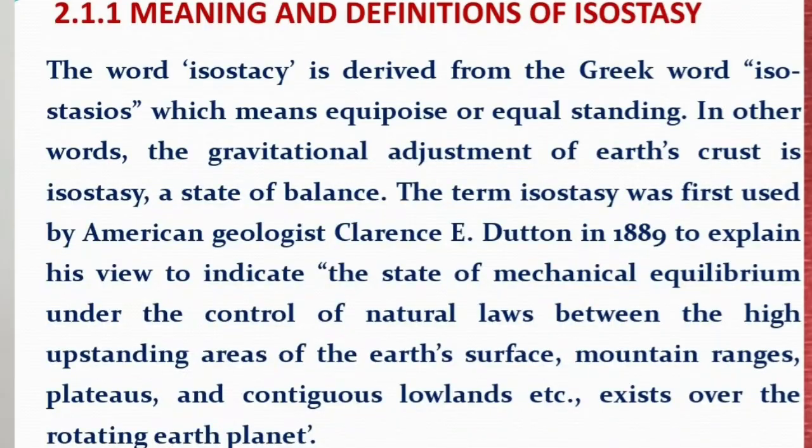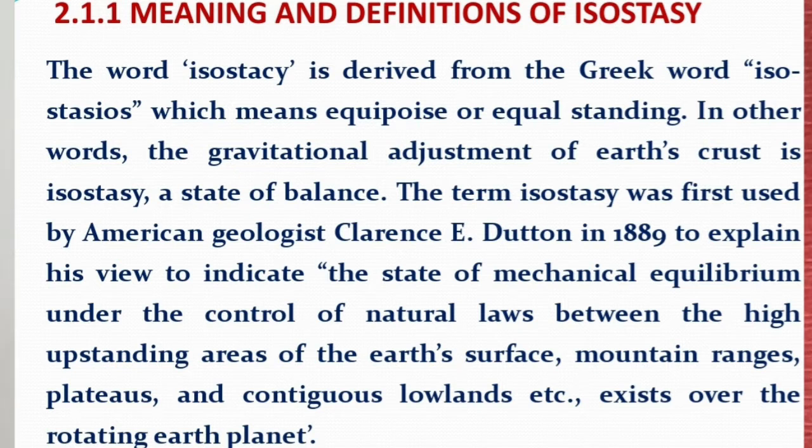The meaning and definitions of isostasy. The word isostasy is derived from the Greek word isostasios, which means equiforce or equal standing. In other words, the gravitational adjustment of the earth's crust is isostasy, a state of balance.